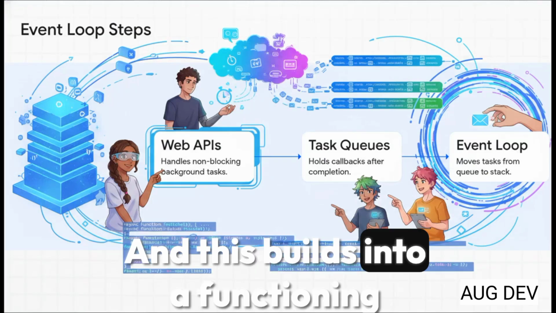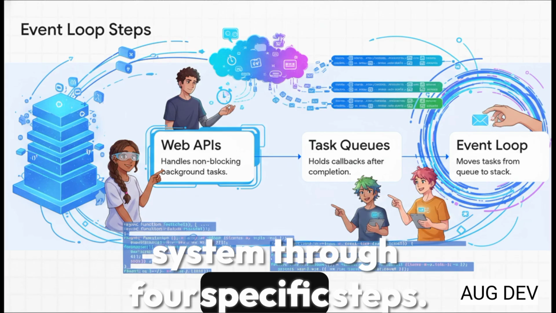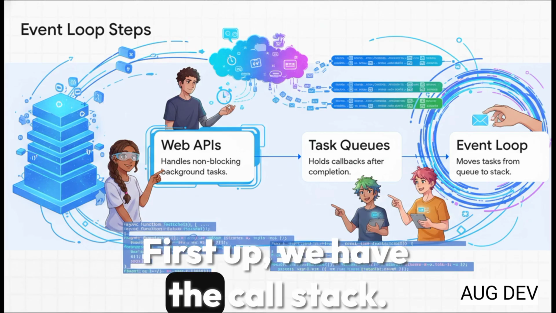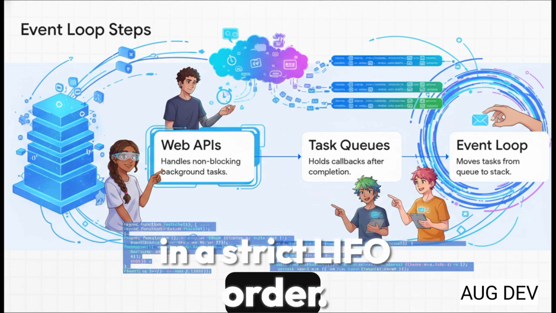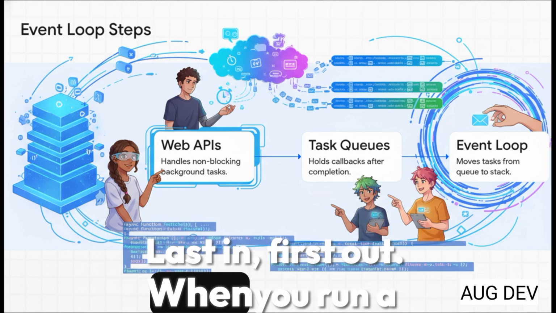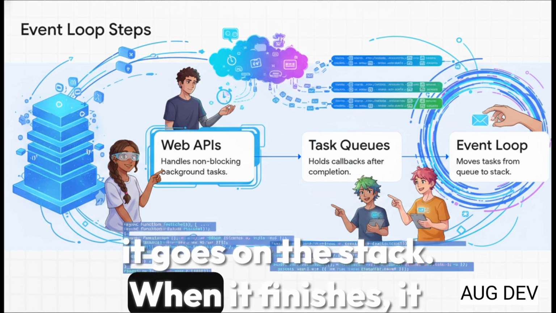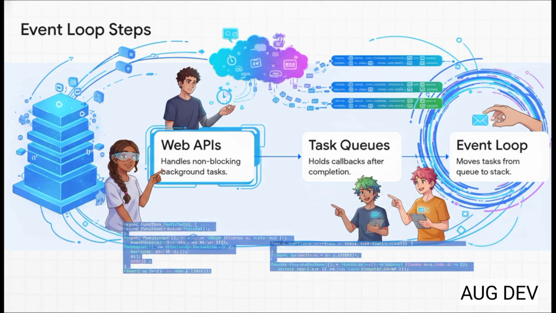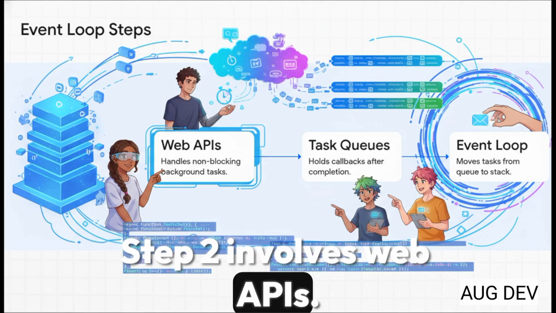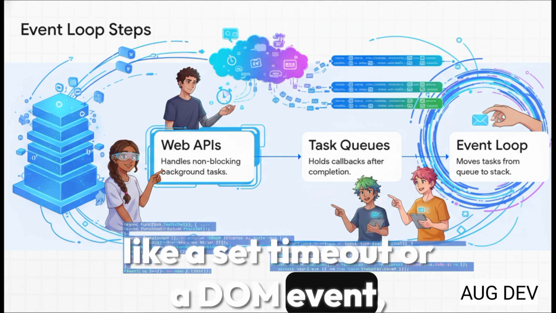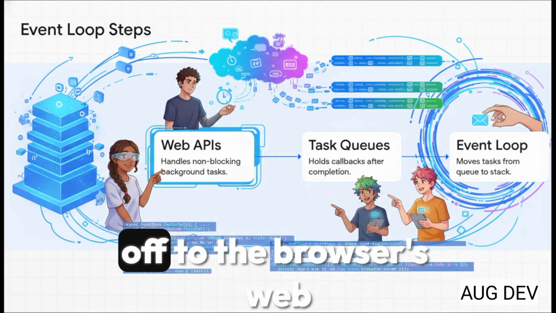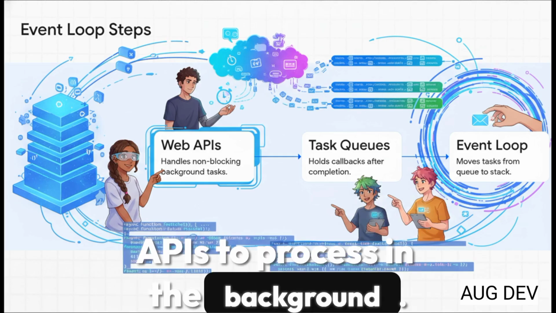And this builds into a functioning system through 4 specific steps. First up, we have the call stack. This manages your function execution in a strict LIFO order, last in, first out. When you run a function, it goes on the stack. When it finishes, it pops off. Step 2 involves web APIs. When your code hits a non-blocking operation, like a setTimeout or a DOM event, the call stack essentially hands it off to the browser's web APIs to process in the background.